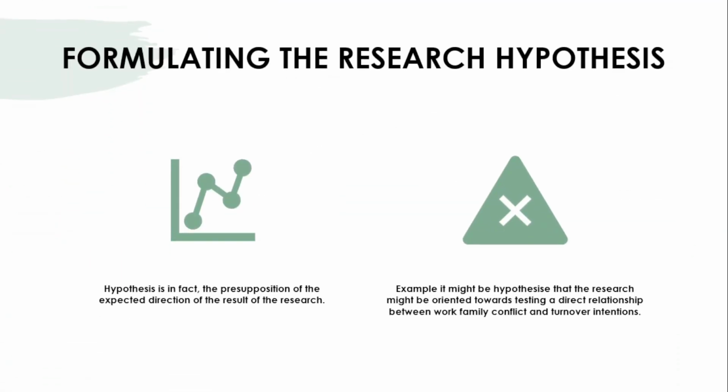The third step is formulating the research hypothesis, where a researcher has certain assumptions and, during the course of research, the researcher is willing to test these assumptions or hypotheses. So a hypothesis is generally an assumption or certain expectation which gives direction to the result of your research. For example, the research might be oriented towards testing a direct relationship between work-life conflict and turnover intention. You can hypothesize that work-life conflict does impact the turnover intentions of a company. You test it, and the final outcome of the result will tell you whether your assumptions were right or wrong, whether they were true or false.